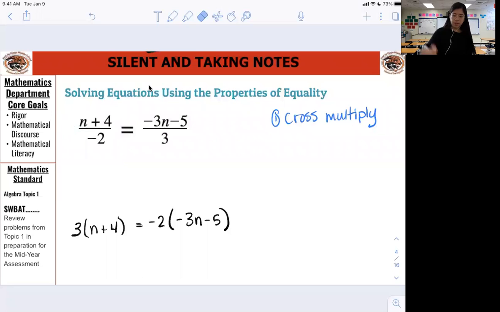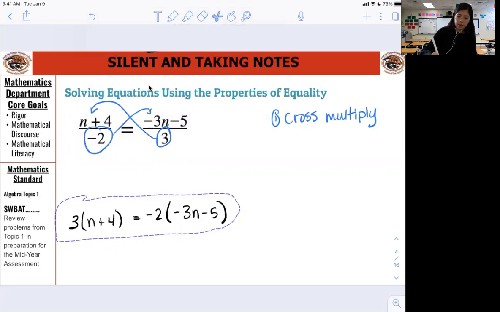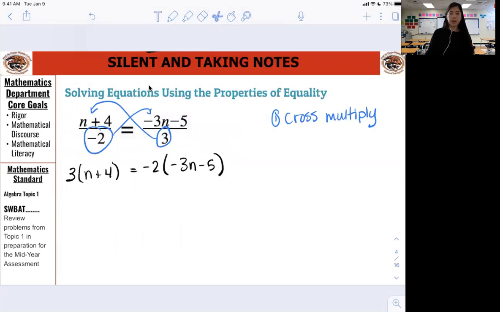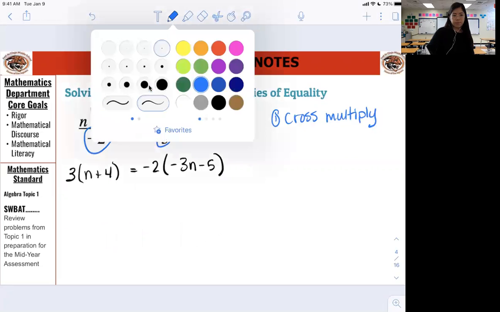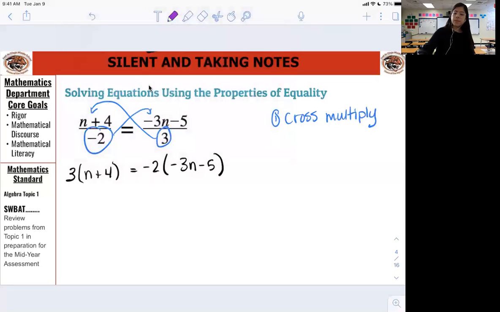Okay. So now that I've shown you the long way, I'm going to go back and rewrite it with the quick way, which is my cross multiplication. Okay, so this gives me what I got in the end. So 3 times n plus 4, and then -2 times -3n minus 5. Now that I'm here, what should I do next? Distribute. Good, now I can distribute.